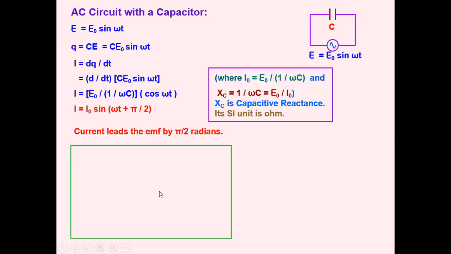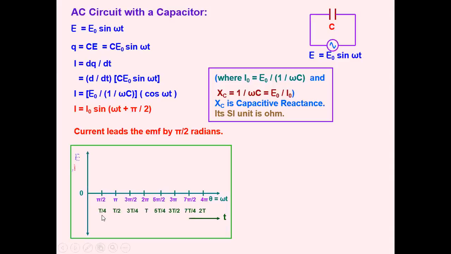Now we have to view the graphical variation of current and voltage across the capacitive circuit. What happens? When voltage is 0 at time t equal to 0, then current is maximum, because when you put t equal to 0, omega t becomes 0, then sine 90 equal to 1, so current becomes maximum. So this starts from I naught and EMF starts from 0.